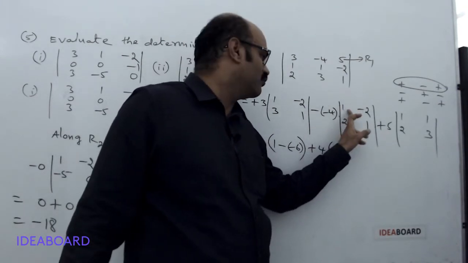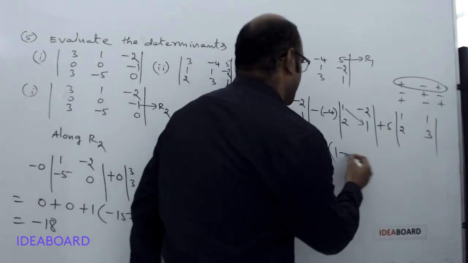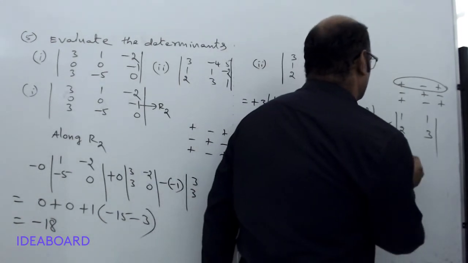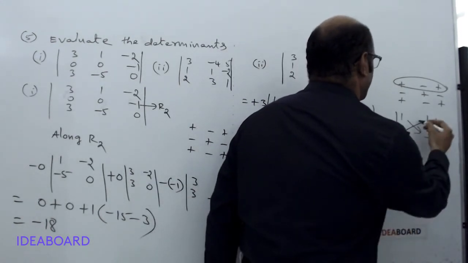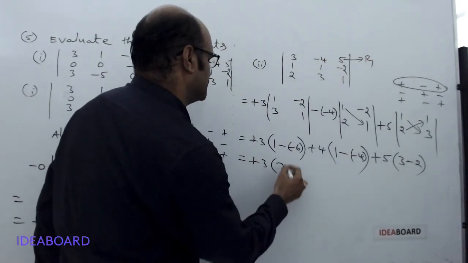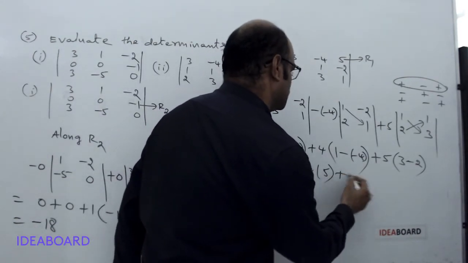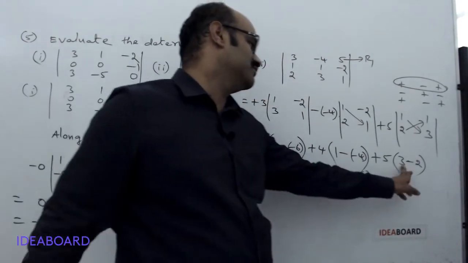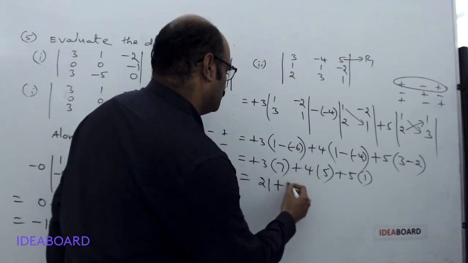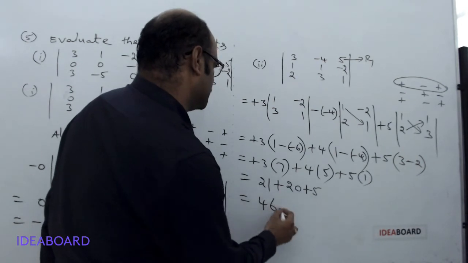we know that the determinant of a 2 by 2 matrix is the product of these two, 1 into 1, minus minus 2 into 2, minus 4, plus 5 into 1 into 3, 3 minus 2. Equal to plus 3 into 7, plus 4 into 5, plus 5 into 3 minus 2, equal to 1. So it implies 21 plus 20 plus 5 equal to 46 is the answer.